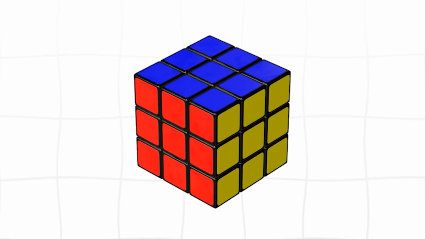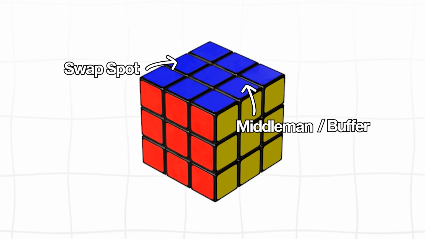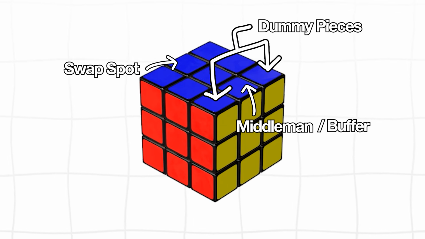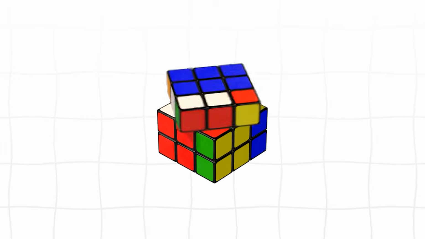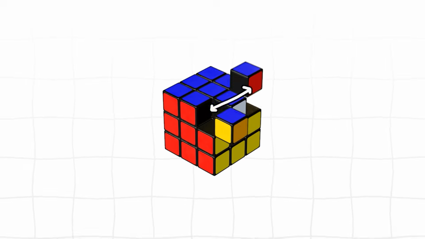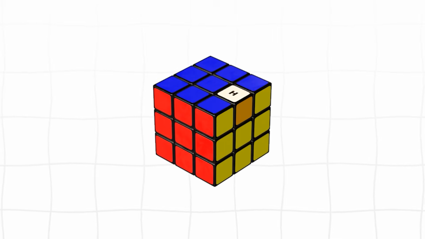You just need another spot to become the middleman, or as it's usually called, the buffer. Another swap spot, and 2 new dummy pieces that are now corners instead. And with another algorithm that swaps all these pieces around, we can solve all of the edges. I'll show a few with the following example.